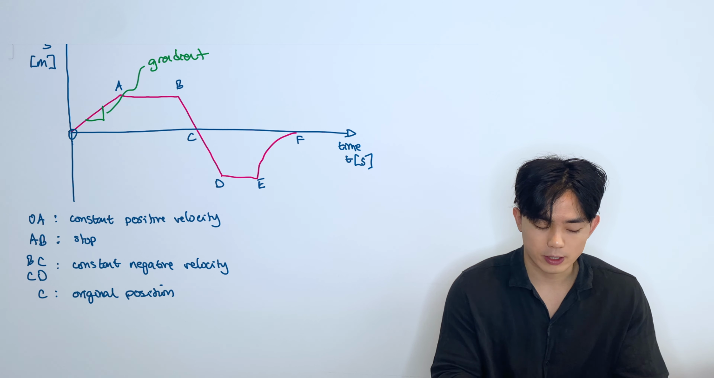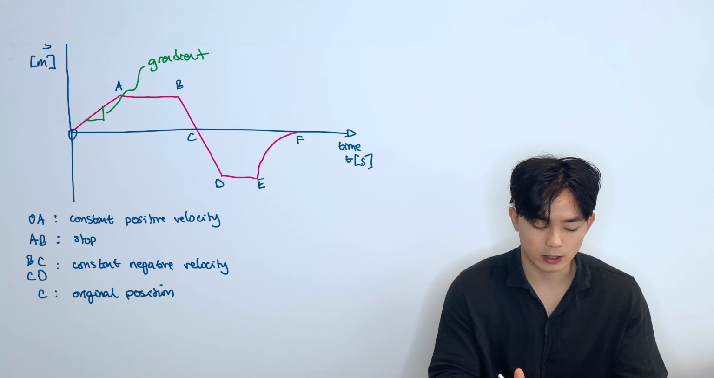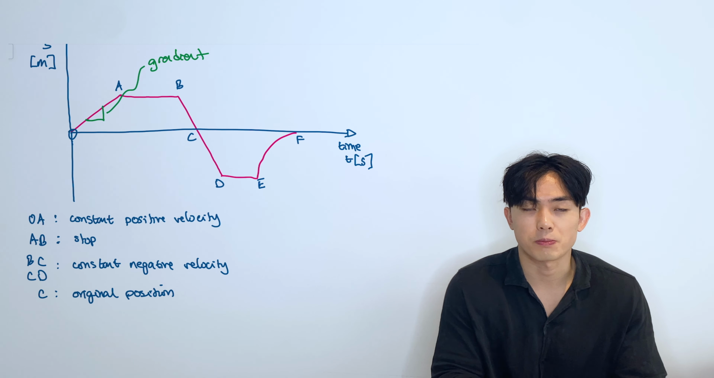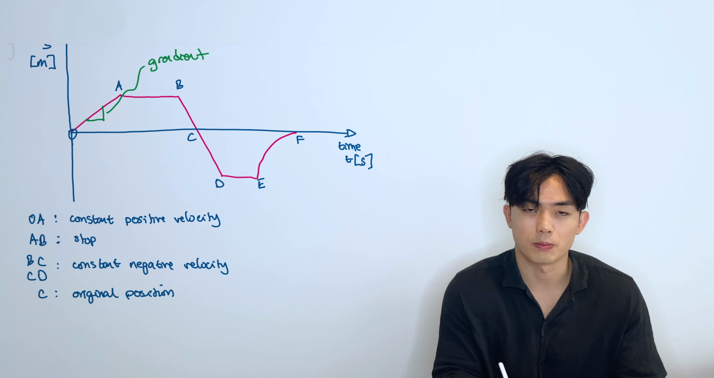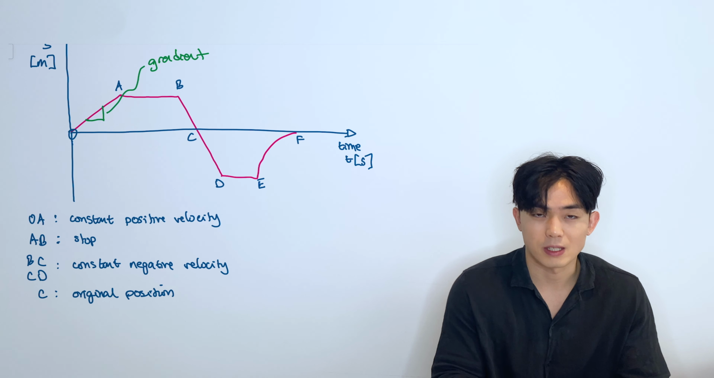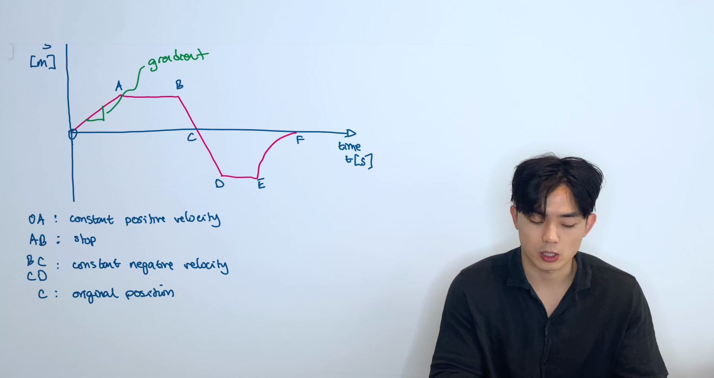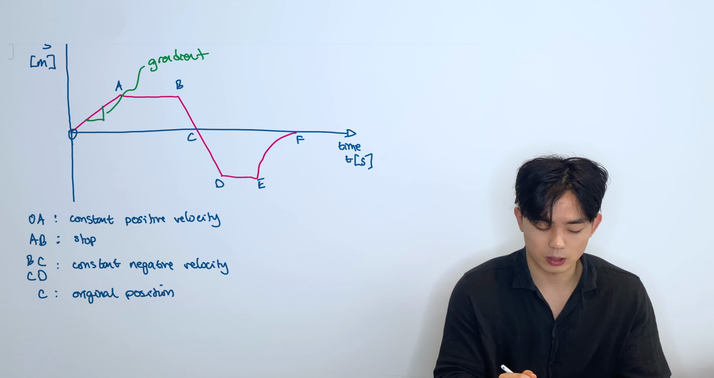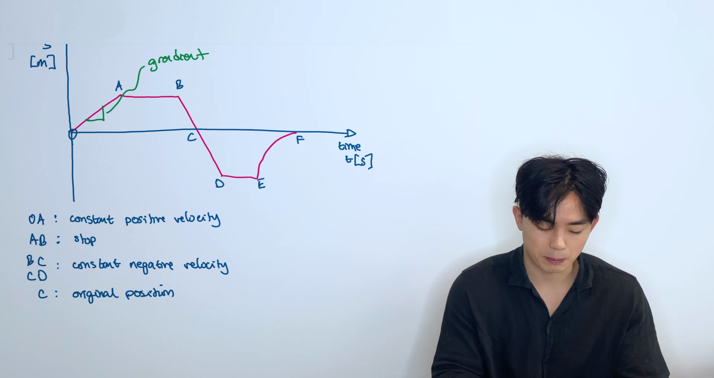At the point C, as you can see, it crosses the x-axis, right? So this tells us when the displacement is 0, right? Displacement just means the distance from the starting point to a certain point. So if the displacement is 0, it just means it has come back to its original position. D to E, once again, the gradient is 0, right? Which means it's going to be stopped.